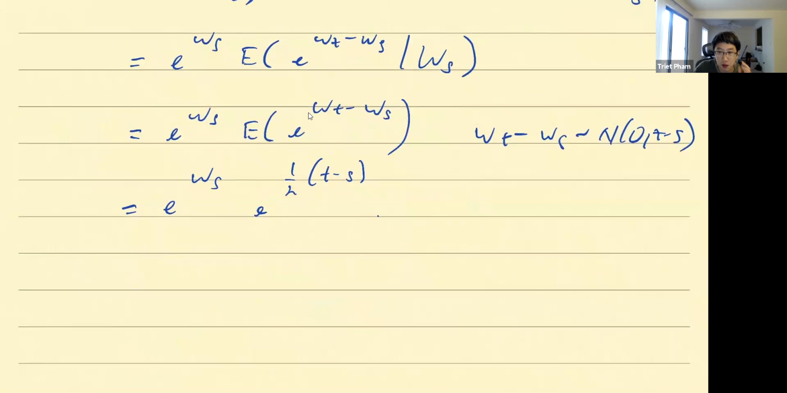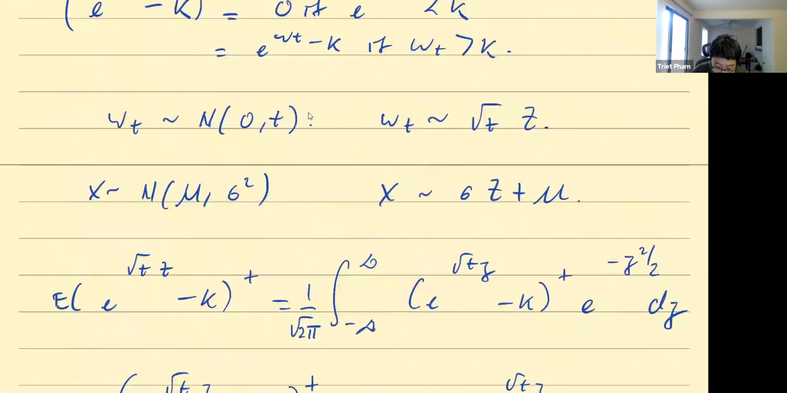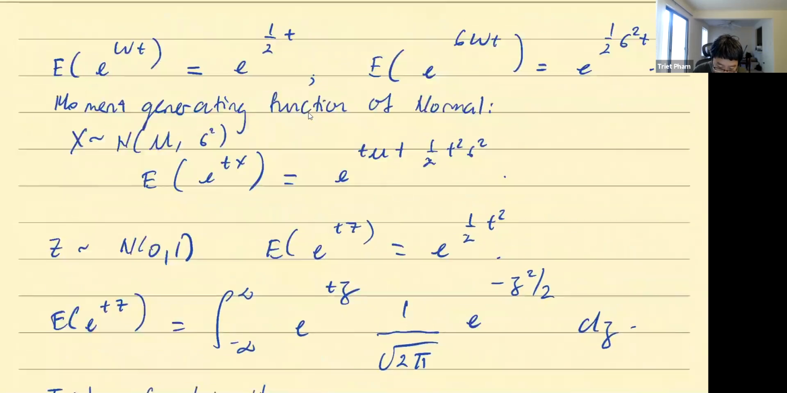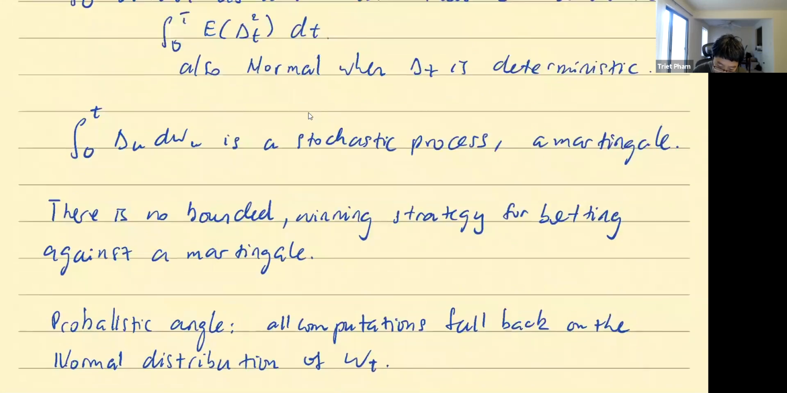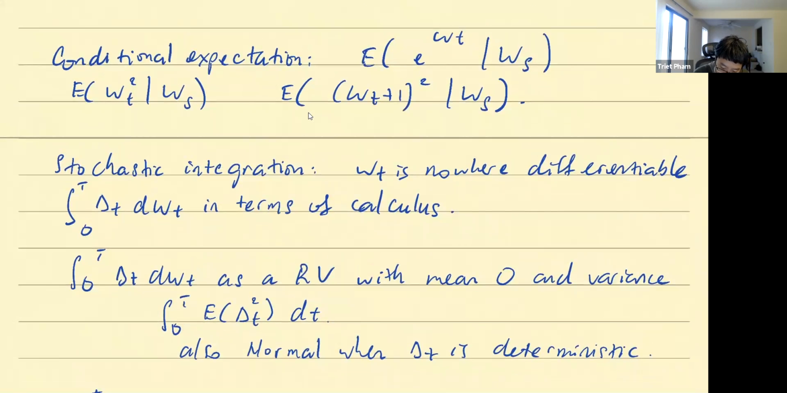All right. So next, let's go to the calculus aspect. The calculus aspect of the Brownian motion.